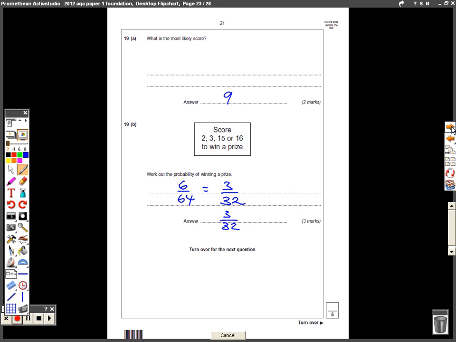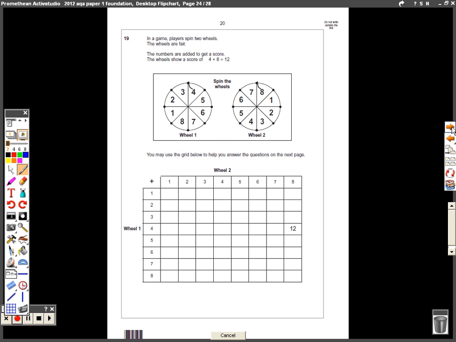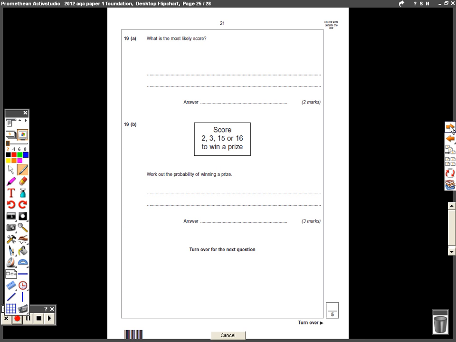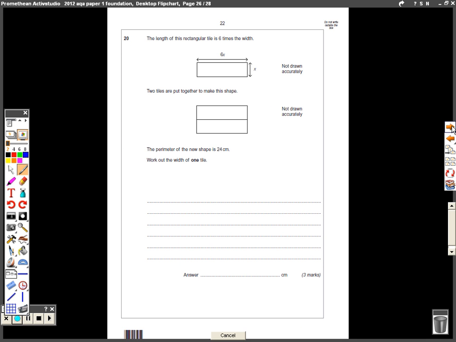Okay, nearly there, a couple of questions left. Okay, now for some algebra. The length of this rectangular tile is 6 times the width. So they've written that down. We've got x and 6x. We don't know what x is.